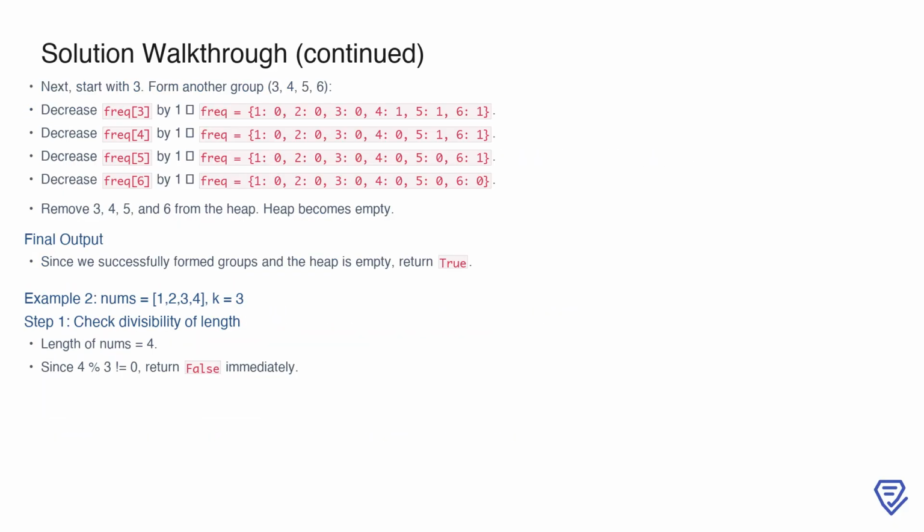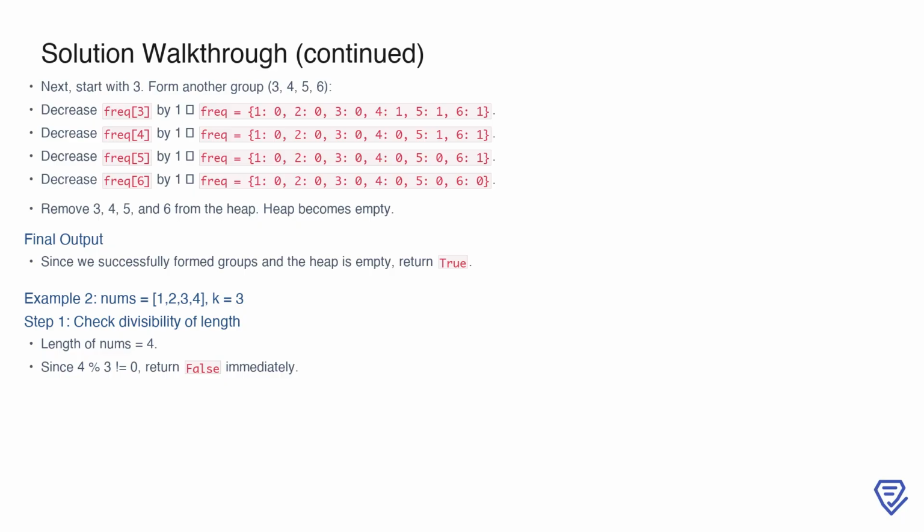Now, we continue processing the heap by starting with the next smallest number, which is 3. Using this number, we form another group of 4 consecutive numbers, 3, 4, 5, and 6. For each number in this group, we reduce its frequency in the dictionary and remove it from the heap if its frequency reaches 0. For instance, decreasing the frequency of 3 results in frequency 3 becoming 0, and the same process is followed for 4, 5, and 6.